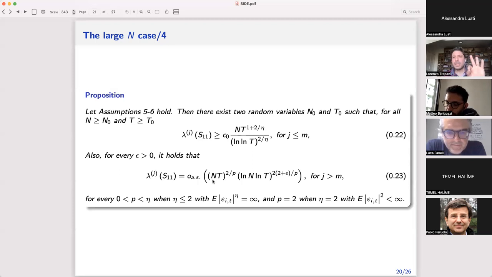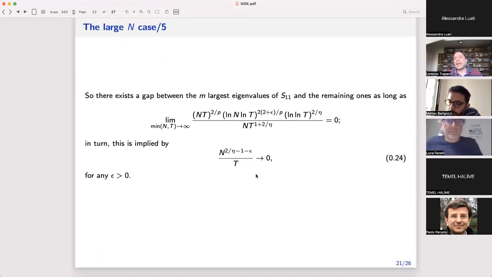My main concern here is: is this an eigengap? Is it really true that the eigenvalues in 22 are bigger than those in 23? Or better, when are the ones in 22 bigger than those in 23? If you just look at the rates that you see here, it is possible to show that we have an eigengap under equation 24. Equation 24 tells me that n and t cannot go to infinity arbitrarily, but there must be a restriction on the relative rate of divergence.